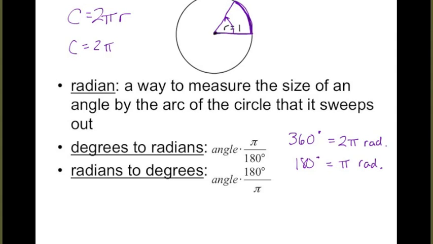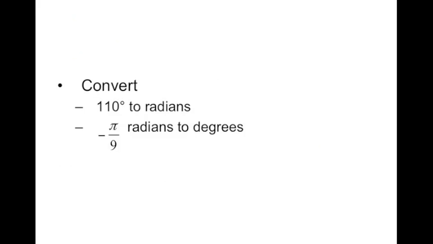So would 90 be half pi? So 90 would be half of a pi. So we can use these to then switch back and forth between units.